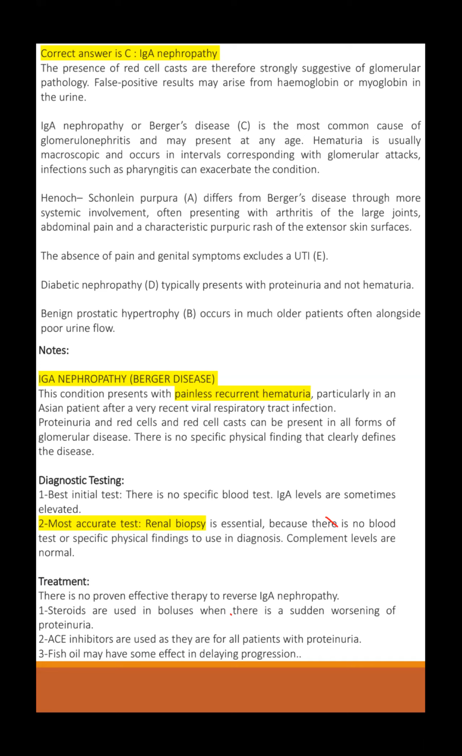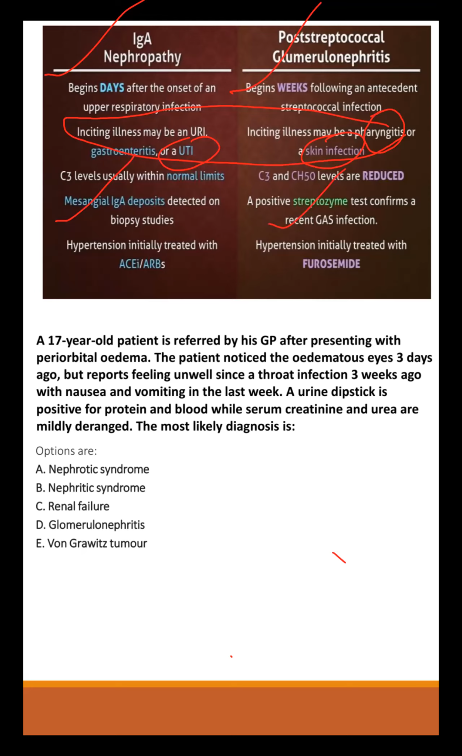My strong points are the days and weeks, and mesangial IgA deposition. In post-streptococcal glomerulonephritis, the streptozyme test confirms the diagnosis of this infection. C3 level is normal for IgA, but C3 and CH50 levels will be reduced in post-streptococcal glomerulonephritis. Just remember for the exam question: C3 is reduced in post-streptococcal glomerulonephritis.